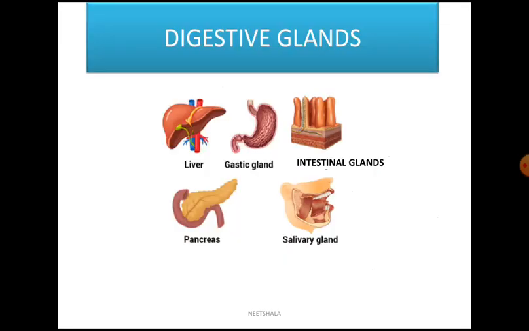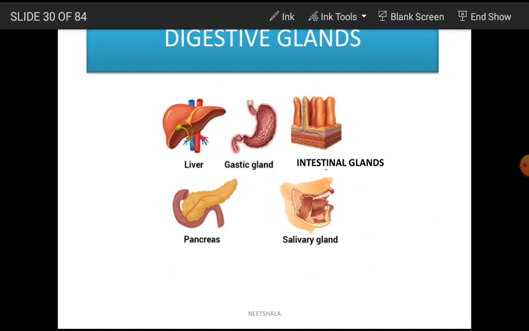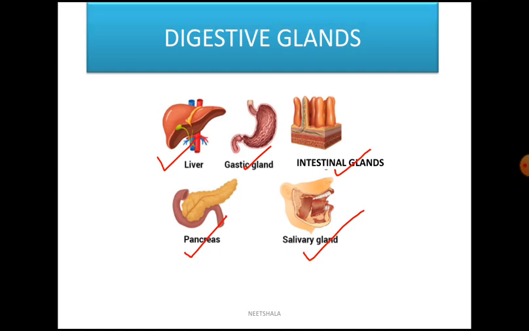Talking about the last topic of today's discussion, which is digestive glands. Hamari digestive system mein 5 glands hote hain. Liver, gastric gland, intestinal gland, pancreas and salivary gland. So let us see each of these in detail.